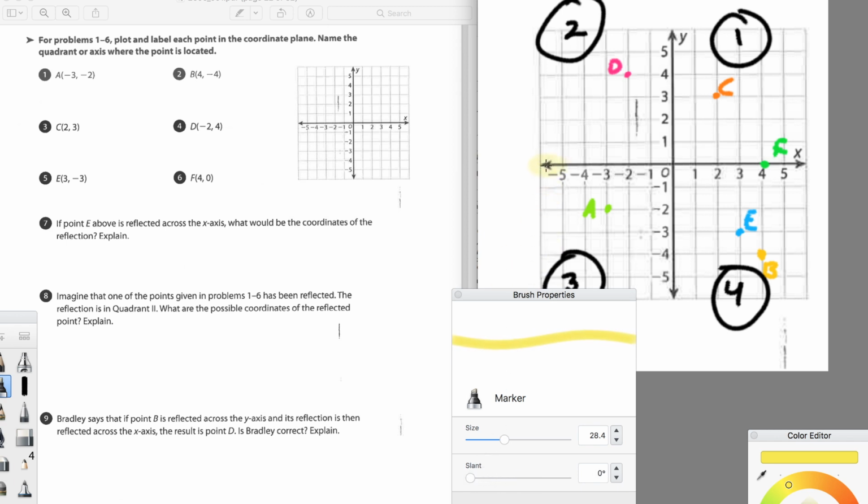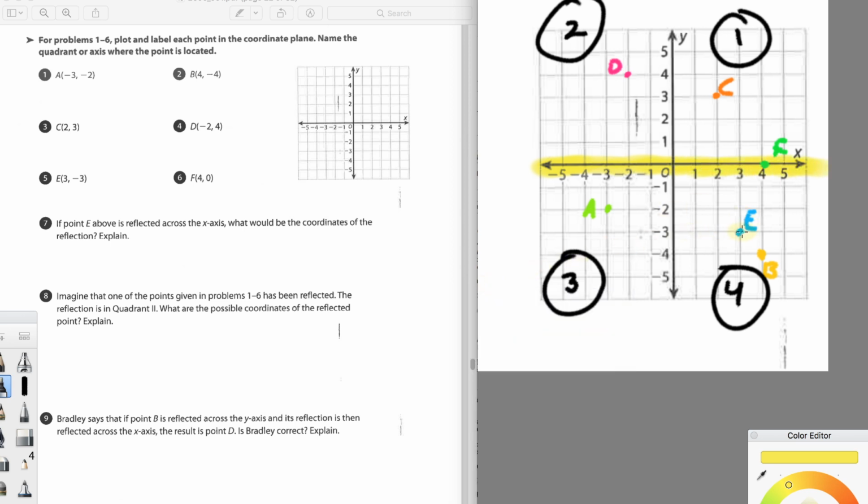Okay, I don't get that part. So this line right here is my x-axis. Let me make it a little bit thicker. So this is my x-axis. It's saying if you reflect E on the x-axis, what would be the coordinates for it?